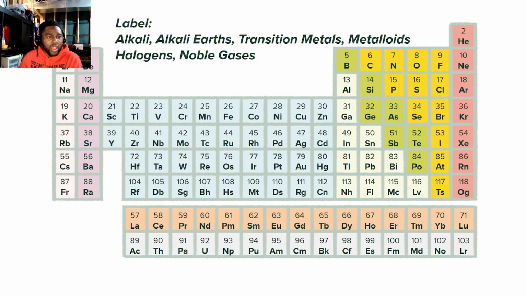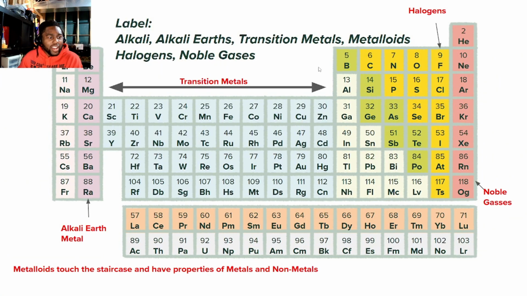And if you have, ta-da, here you go. So we have our alkali metals here in group 1, alkali earth metals in group 2. We have our transition metals right here. And then we have our halogens right here and our noble gases over here. And again, metalloids touch the staircase and have properties of metals and nonmetals.